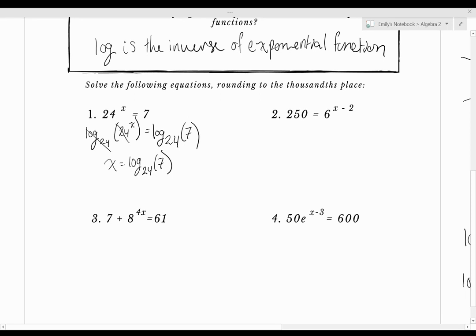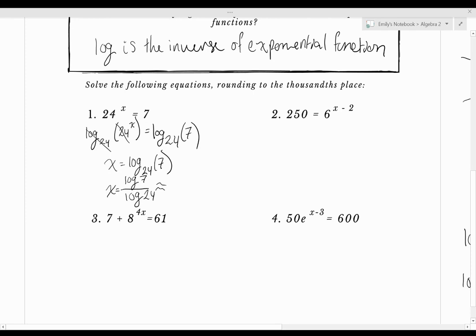And the way that we do that is through a fraction. We're going to take the big log over the small number. So it'll become log of 7 over log of 24. Now, can you type that in your calculator for me?